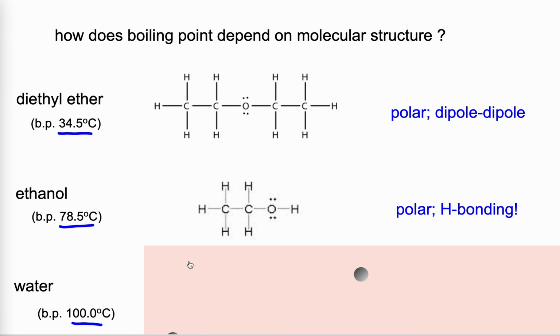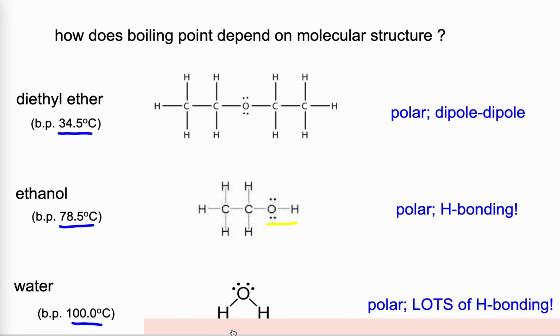Ethanol looks very similar, except now the oxygen, which also has a bent geometry, has an OH bond. That means that while the molecule is polar, the most important intermolecular attractive force is hydrogen bonding. Water, of course, has two OH bonds. The bent geometry means that it is, of course, polar as well, but because it has two OH bonds, it can undergo lots of hydrogen bonding.